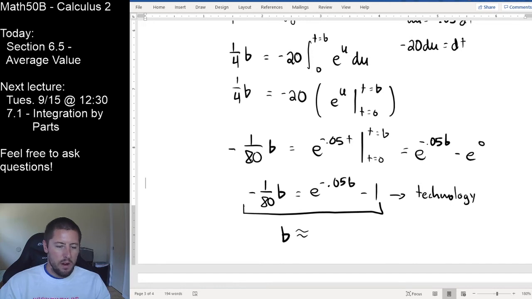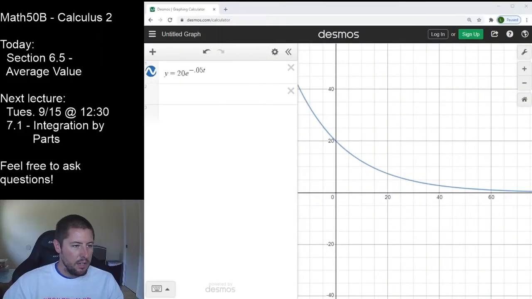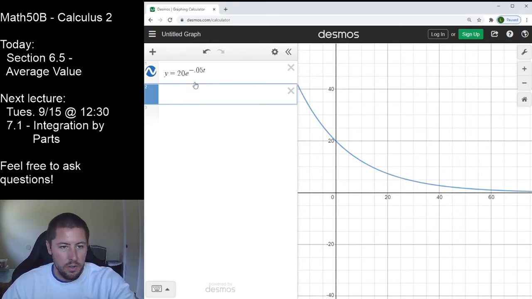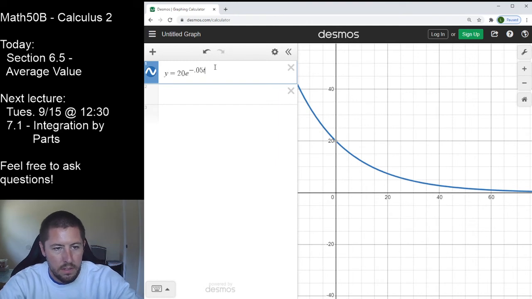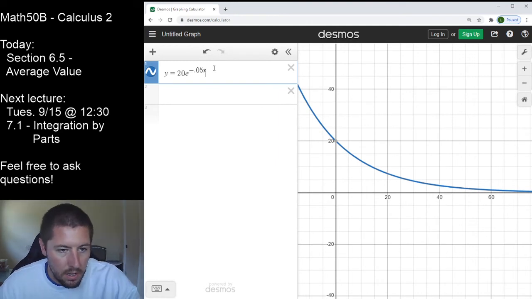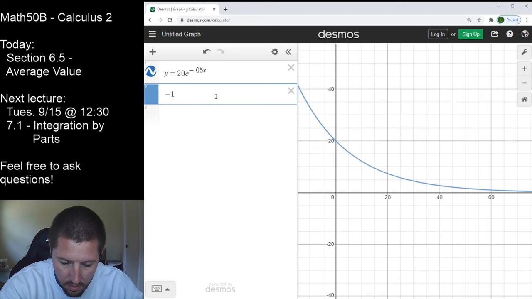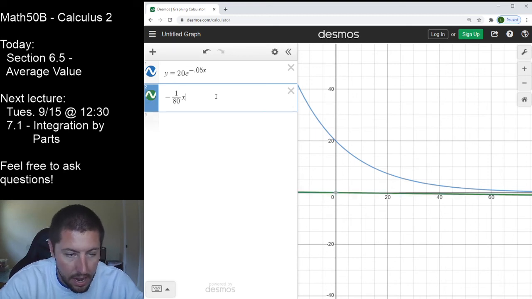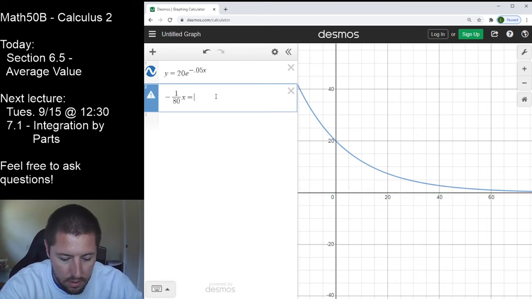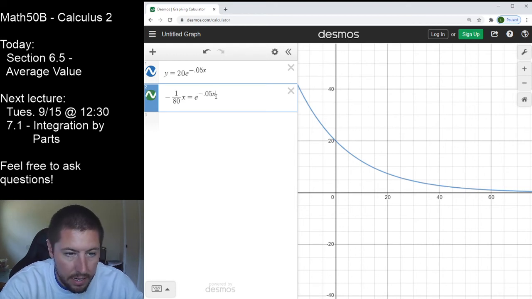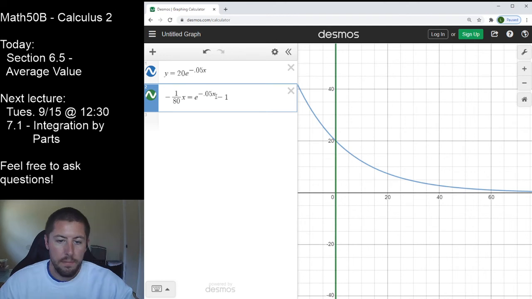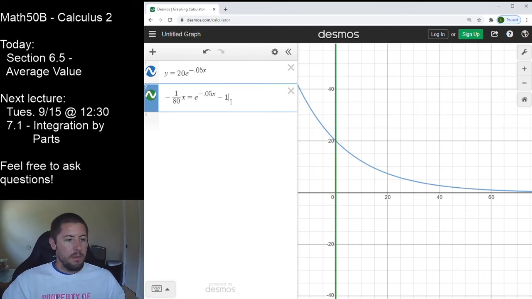So negative 1 over 80b, so I'm getting here. I can go to Desmos and I can say to Desmos, listen, here's just an equation. So I'm going to do negative 1 over 80 x is equal to e to the negative 0.05 x minus 1. And what we should see is that Desmos is going to pop us out some situations in which we're going to get a solution.